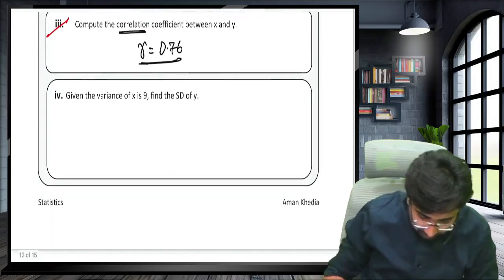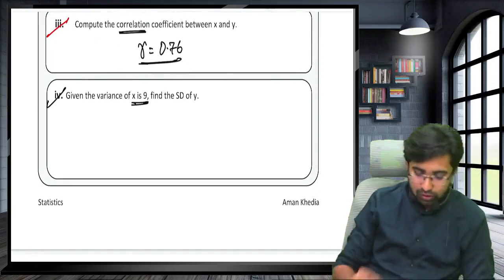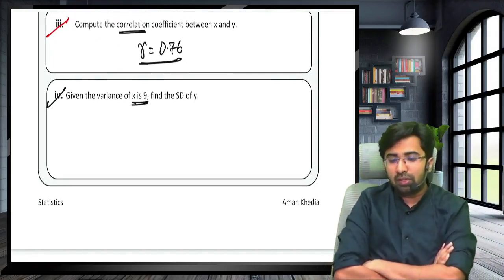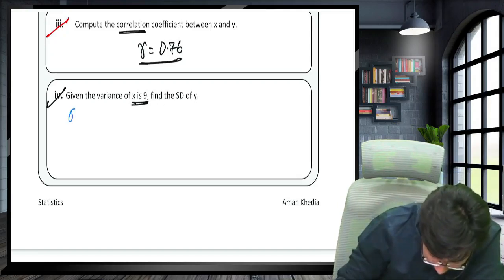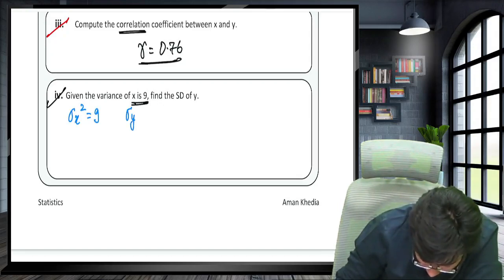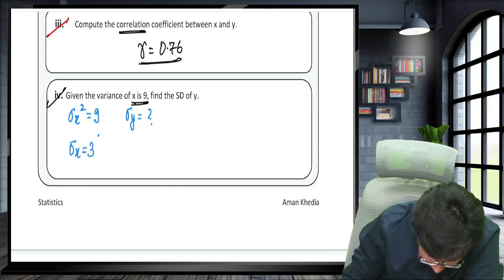Okay, guys, now you have to solve this. I'm giving you time. Now think for this. Whatever you want to do, just give me the correct answer of the fourth question. Variance of x is given. What do you mean by variance of x? Standard deviation of x whole square is given as 9. The question is demanding standard deviation of y. Guys, can I say this is 3?